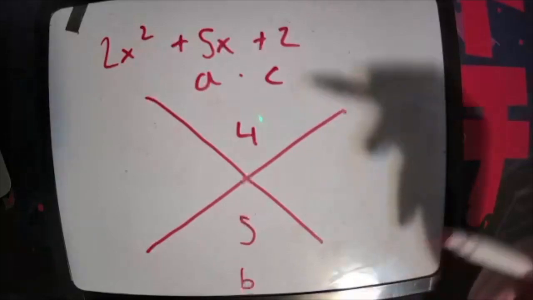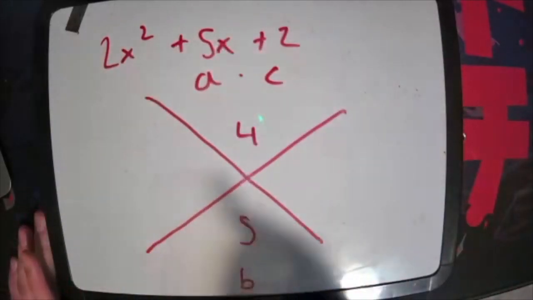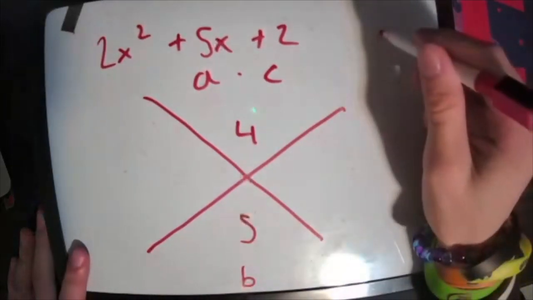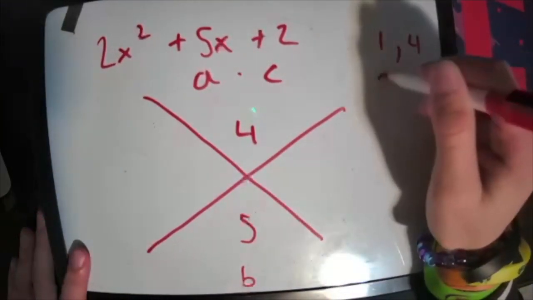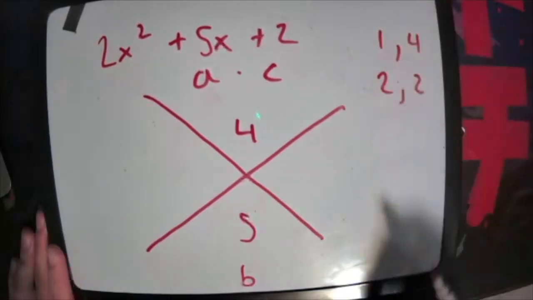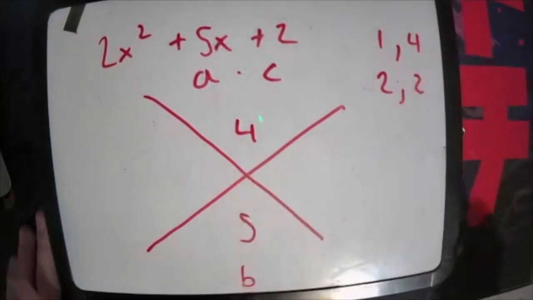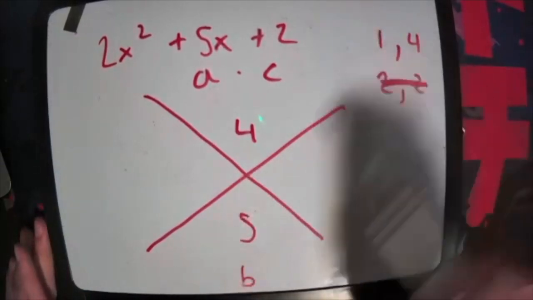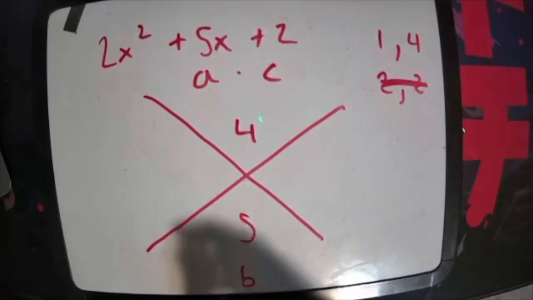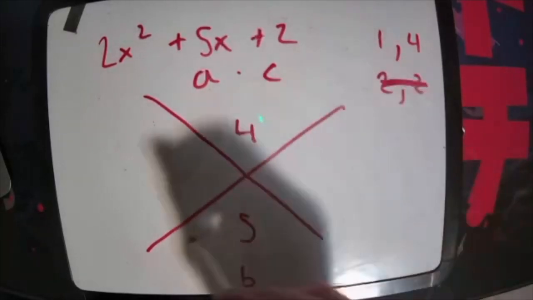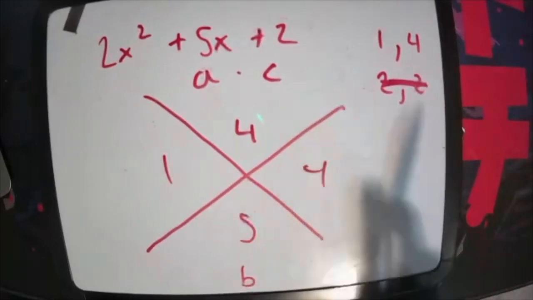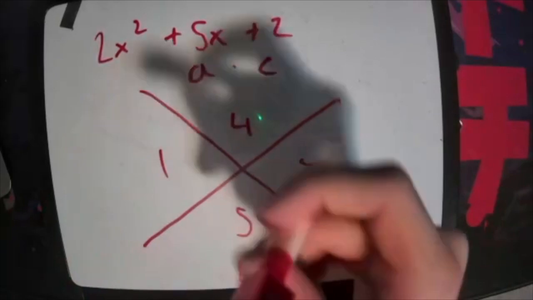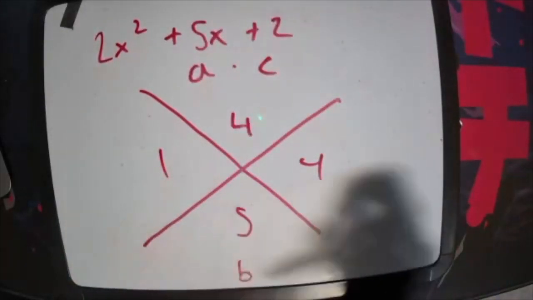A very easy way to do this is to list out all the factors of 4. So we have 1 and 4 and 2 and 2. So 2 and 2 adds up to 4, so that can't be it, so we could just cross that out. But 1 and 4 adds up to 5, so that could be our set of numbers. So now we separate the 5x into these two terms.